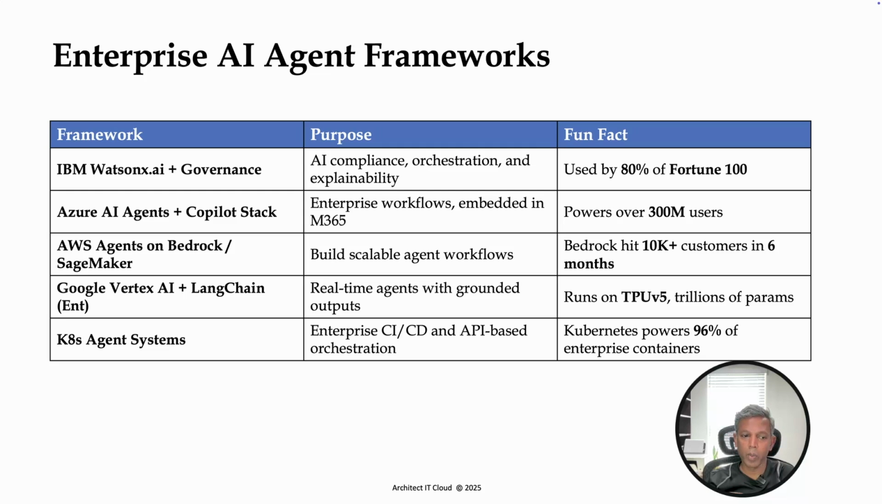And the final one is Kubernetes agent systems. Enterprises adopt CI/CD and API-based orchestration with the help of these Kubernetes agent systems. If you take any company using the containerization concept, Kubernetes is the base for everything. And Kubernetes powers almost 96% of enterprise containers. So these are all the enterprise AI agent frameworks that you can go and explore in detail and adopt for your organization if you are working as an enterprise architect. I have listed all the links here in the description. You can go and explore these enterprise AI agent frameworks for your business.